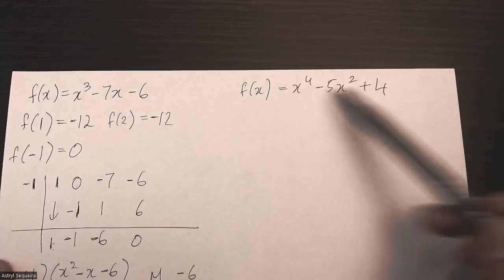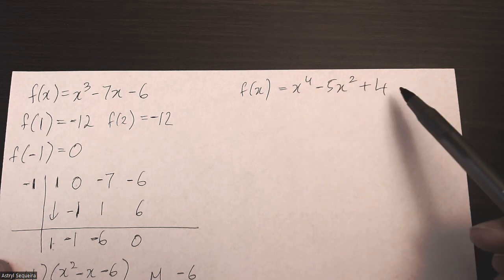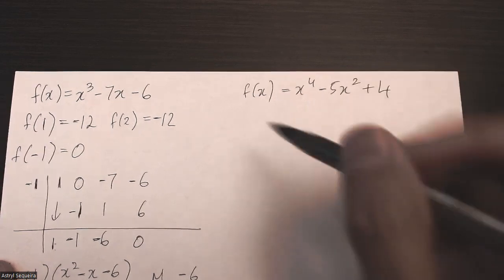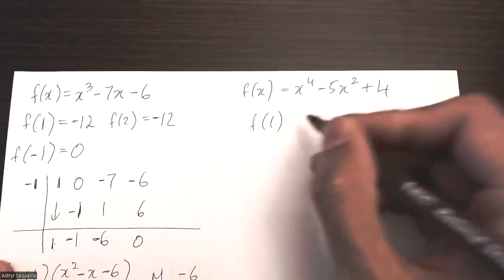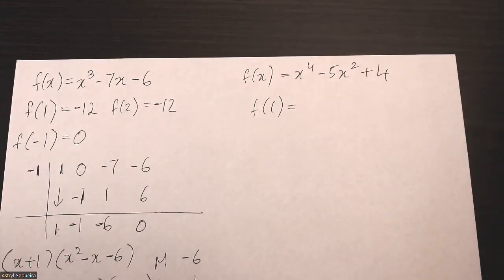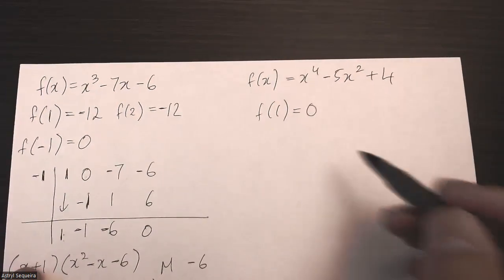So I'm going to find my first factor that multiplies into this. So I'm going to take multiples of 4. I'll start with +1 and +2 and see if those work. So f of 1 is 0. So I already got my first factor.